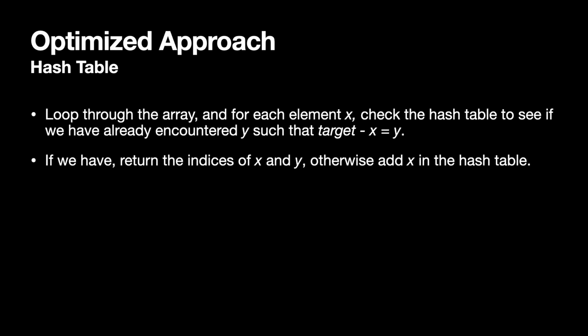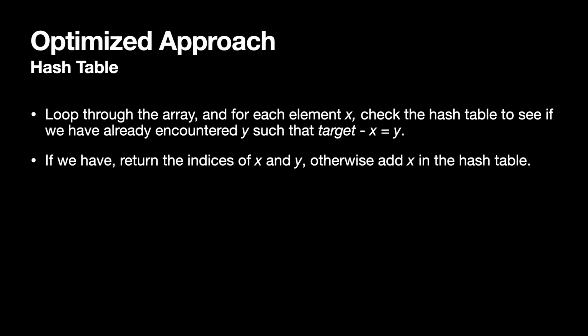We can do better by using a dictionary or hash table and trade off some space for time. In this approach, we loop through the array, and for each element x, we check the hash table to see if we have already encountered the value y, such that target minus x equals y. In other words, for each element of the array, perform a hash table lookup to see if we have previously encountered a value which, when added to our current element, gives us a sum equal to target. If we have, we can return the indices of x and y. Otherwise, we will add x in the hash table as a key and its array index as a value.